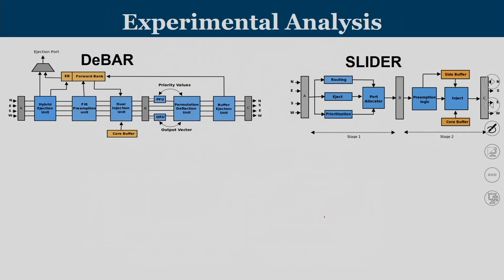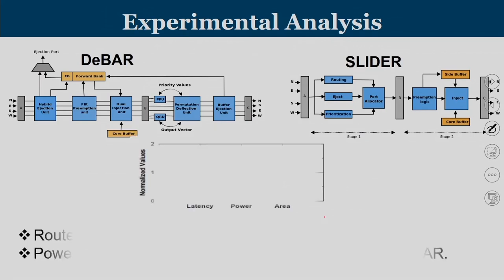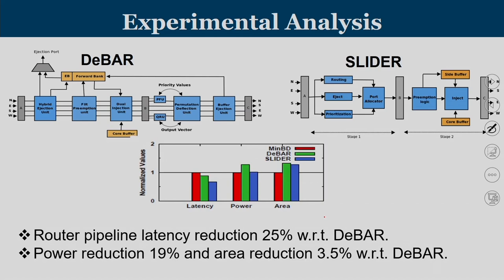So, this is the experimental analysis comparison of D-bar and slider. If you look at the latency of a single router, this was done by the Verilog implementation. We implemented all the units of the D-bar pipeline as well as the slider pipeline and then synthesized them. It was found that the router pipeline latency is reduced by 25% with respect to D-bar. The slider is the blue one. Slider achieves 25% latency reduction with respect to D-bar.